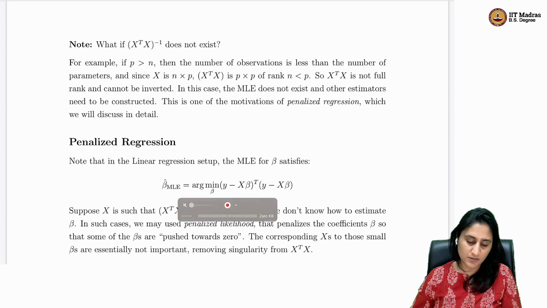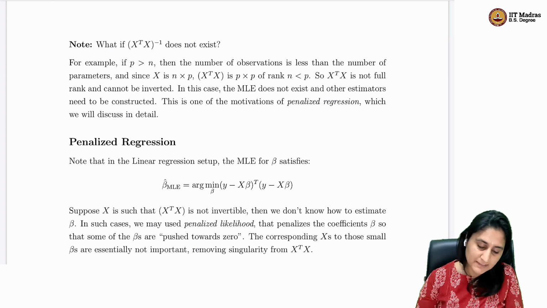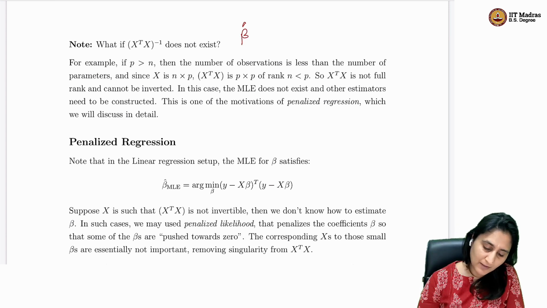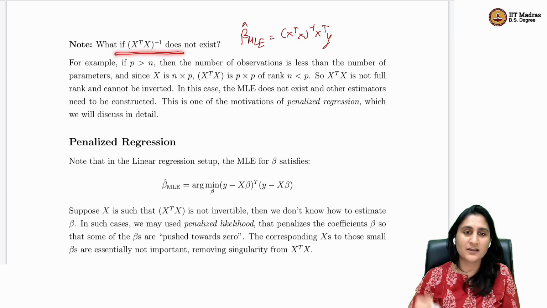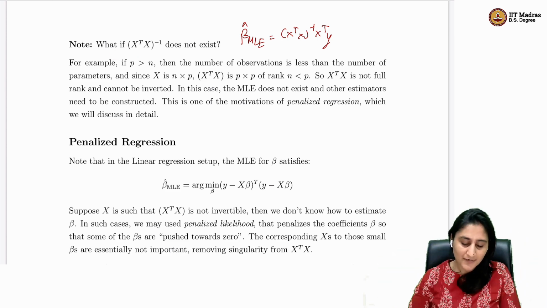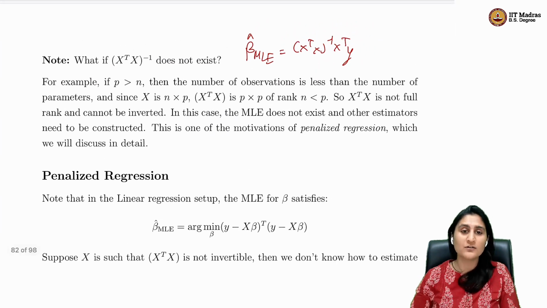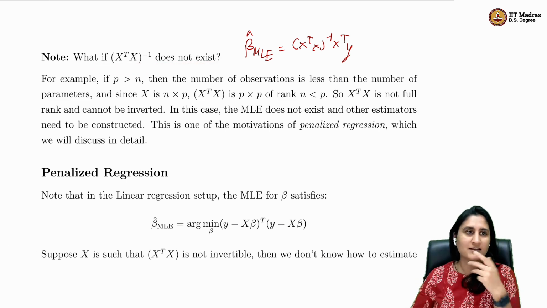Let's see. Now, we assumed implicitly the fact that beta hat MLE turned out to be X transpose X inverse X transpose Y, and for this to actually happen, the inverse of X transpose X actually has to exist. So when does it exist and when does it not exist? And what we might do when it does not exist is something we'll discuss in the next video.